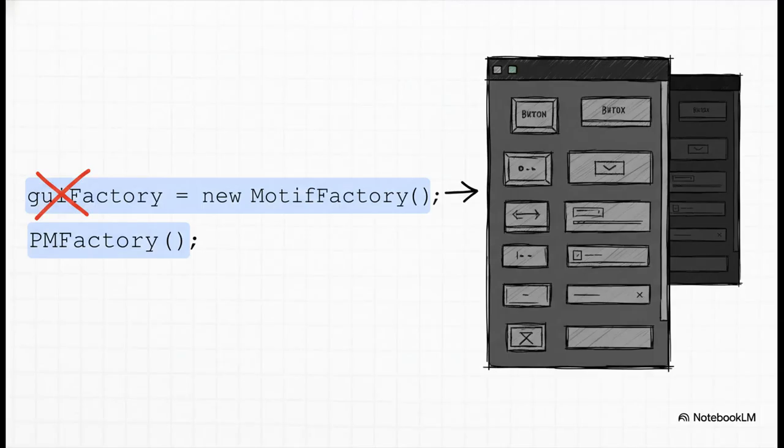And right here, this is the magic. This is the big payoff for setting up all that structure. If you decide you want to switch your entire app's look and feel from Motif to Presentation Manager, you don't go on a wild goose chase through hundreds of files. No, you change exactly one line of code, the line where the concrete factory gets created. That's it. Everything else in your application stays exactly the same. It's just incredibly powerful.